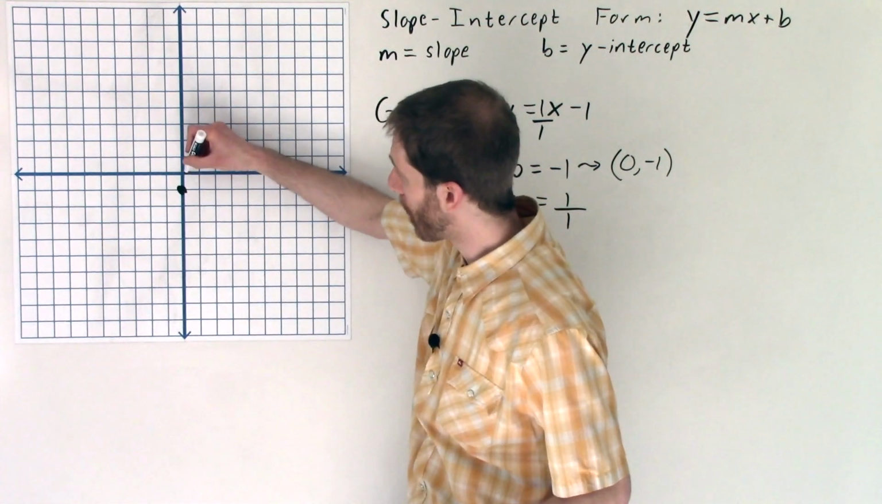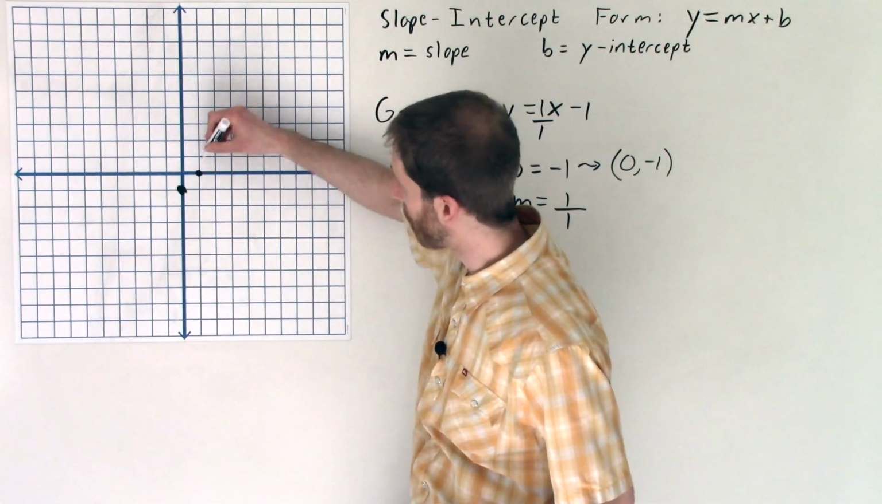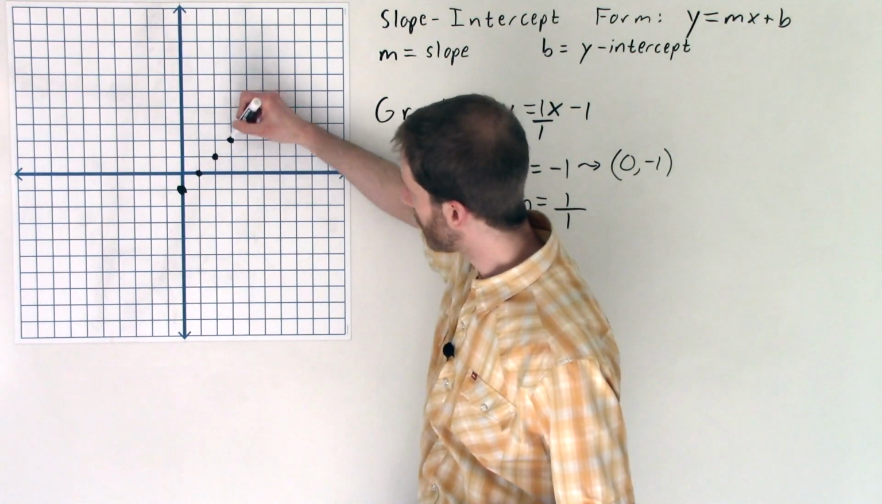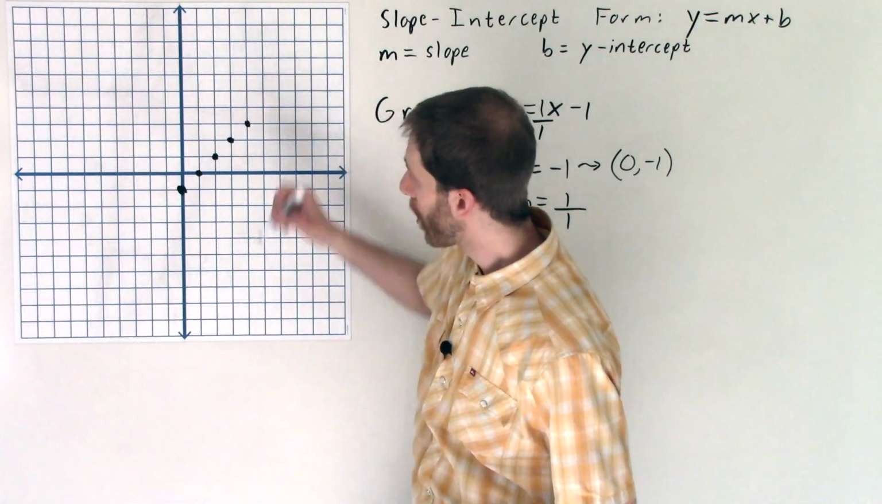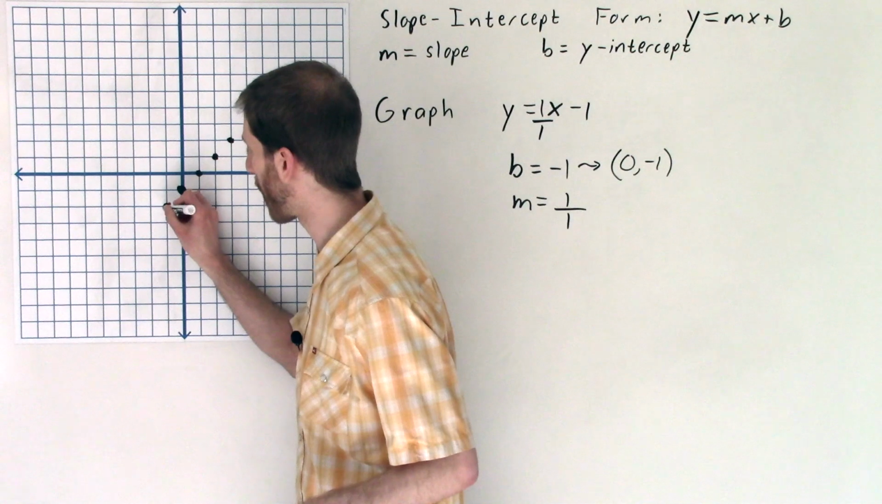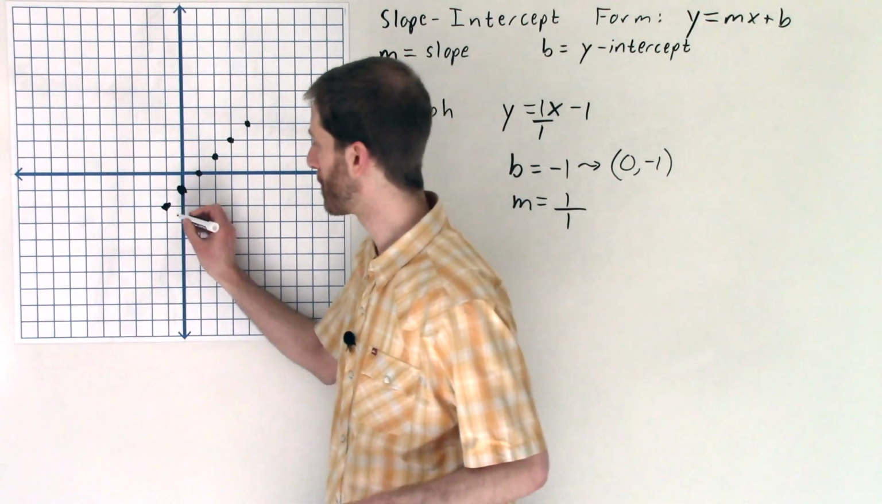So we go up 1, right 1. Bam, put a point. Up 1, right 1. Put another point. Up 1, over 1. And you could keep going, up 1, over 1. Or we could go in the reverse direction here. We could go down 1, left 1, which is the reverse of up 1, right 1. And then maybe one more.